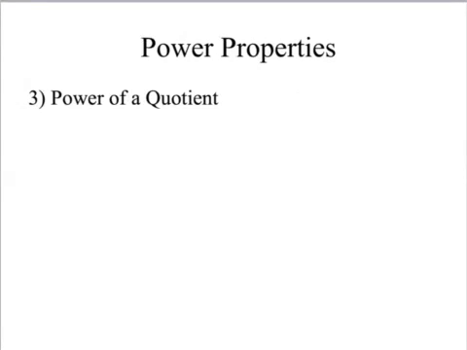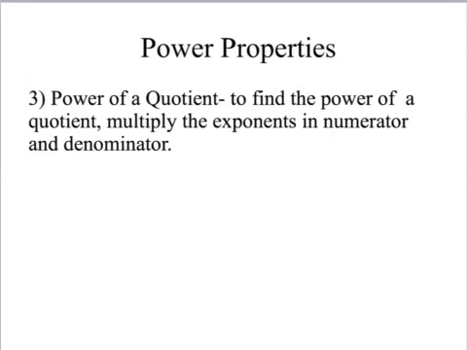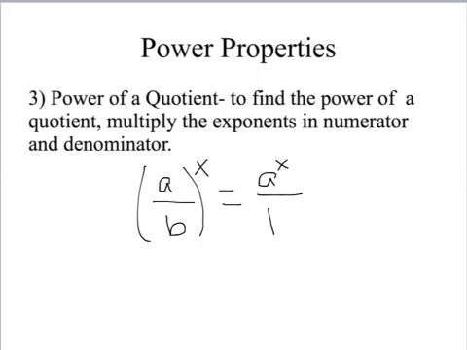So power of a quotient. To find the power of a quotient, multiply the exponents in the numerator and the denominator. So what this looks like, if you have a over b to the x, it's the same as having a to the x over b to the x.